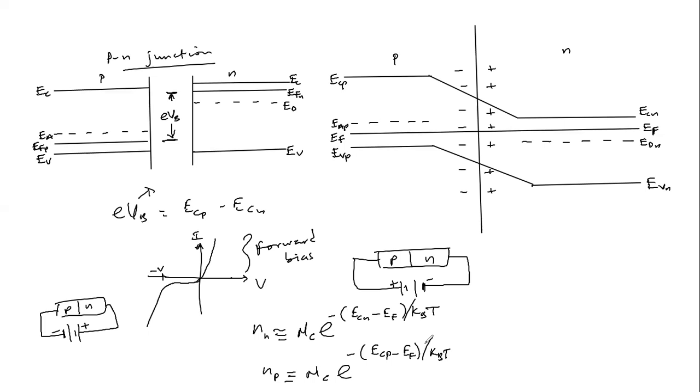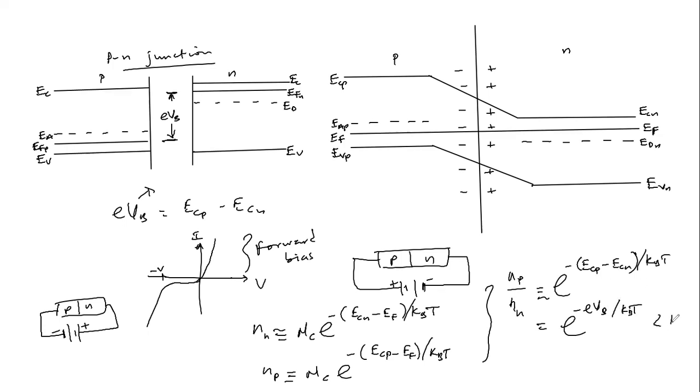and then the ratio of the electron densities on both sides will therefore be N_P over N_N, which is approximately exponential of minus the energy gap over KBT, which would be a quarter electron volt, and this is usually less than one. Okay.